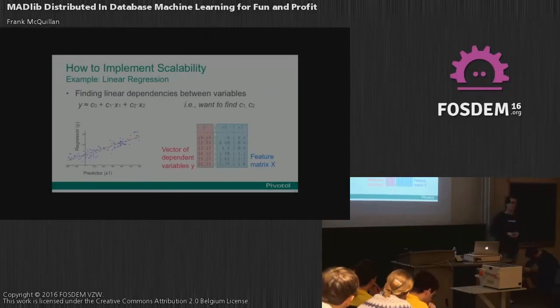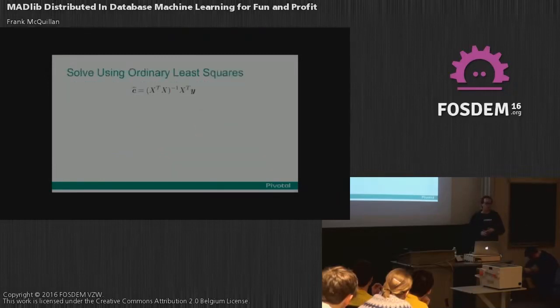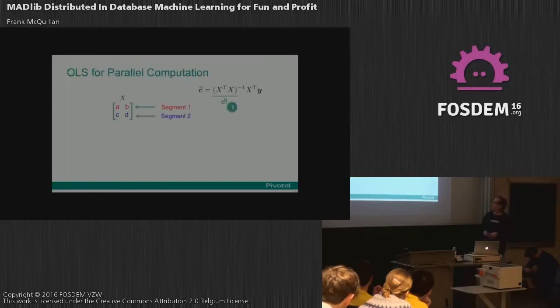Think of it as a straight line fit through a set of data with higher dimensions than that. We want to find essentially C, which is our slopes, if you will. So the way you can solve that is with ordinary least squares. The equation looks like this. When you set up your matrix X, you want to distribute your data.